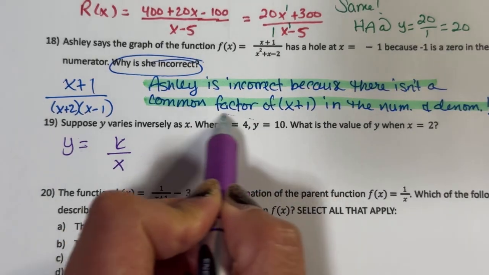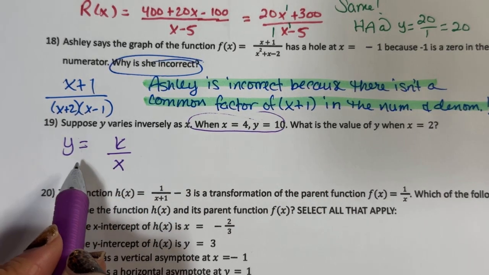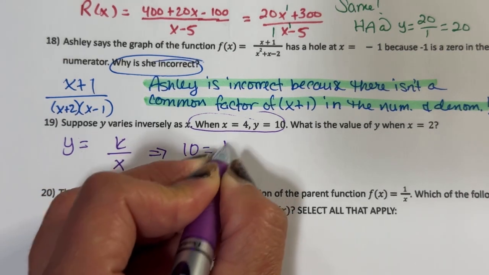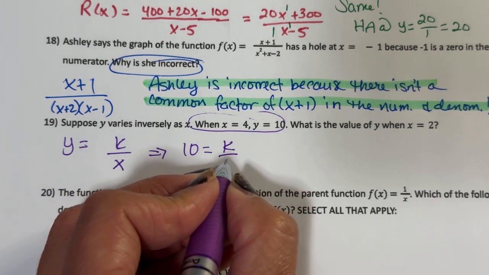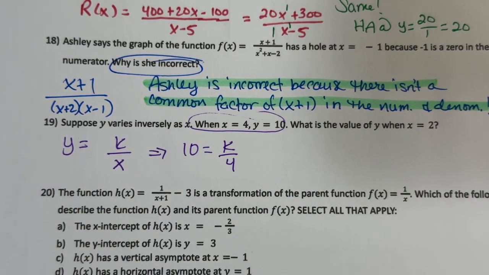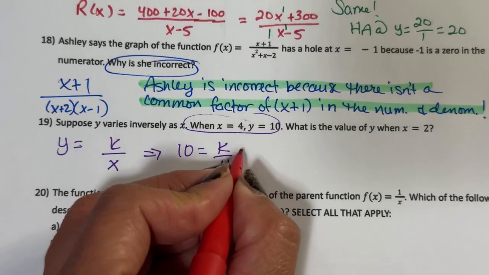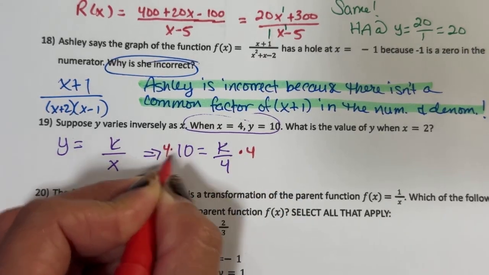All right, so we need to try this first. We need to plug in a 10 for the y. We don't know k. We need to plug in a 4 for the x, and we're going to solve for k. We need to use the first set of information to find out what k is. So to get rid of that 4 in the denominator, we need to multiply both sides by 4.